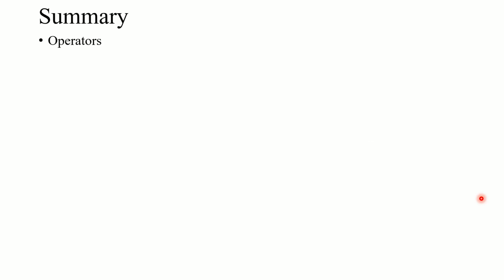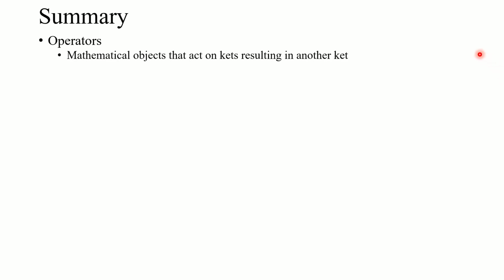Just to recap, last lecture we looked at what operators were, and that was essentially they were mathematical objects that act on kets and result in another ket. Our observables are represented by operators. This was discussed in some of the postulates. So basically, if we have some S sub z, the operator representing the measurement of the z component of the spin angular momentum, it operates on some general ket, and the result is another ket.